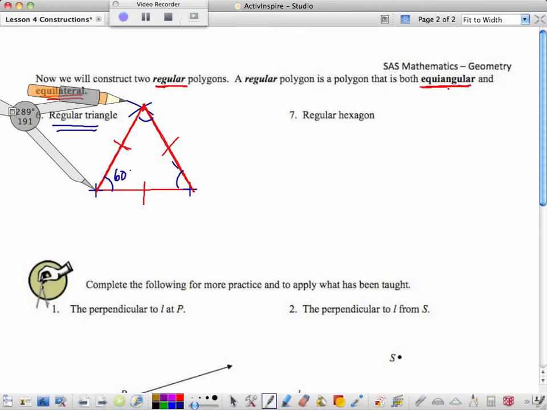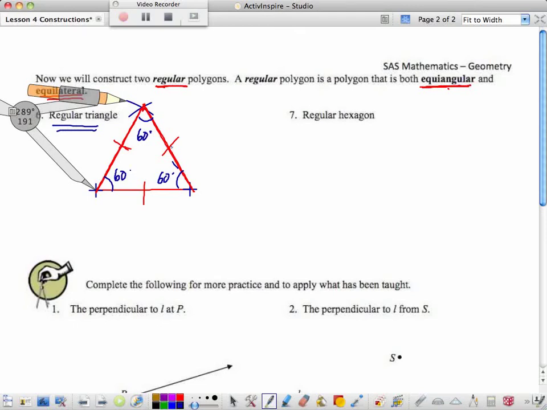Well, these should all be 60-degree angles, right? If I created a regular triangle, then I created an equiangular triangle. Well, we know the sum of these three angles is 180 degrees. So if there's three angles, that means each angle has to be 60 degrees. Now, do we know the length of the side? No, you have to get a ruler and measure the side. But we do know that all three sides are the same length.